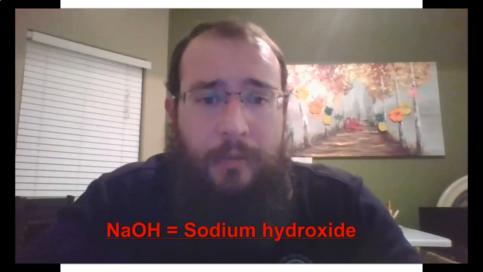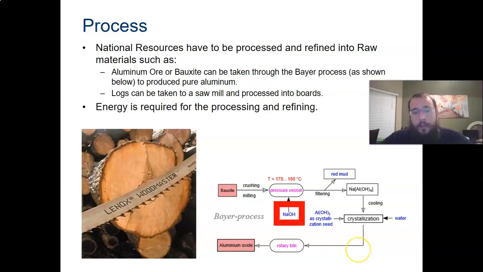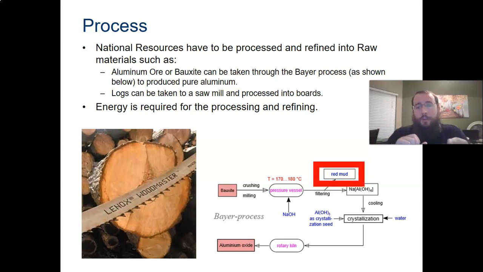My bad. That's called sodium hydroxide. It's not an acid, it's a base, which means it's alkaline, on the other side of the pH scale. And then that mixture of pressure plus the base being added has a chemical reaction, and you're going to pull out the red mud. As it says there on the side, that would be the waste material. It might be red because it has iron mixed in it, I'm not sure.